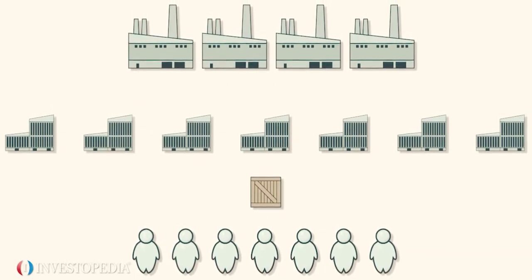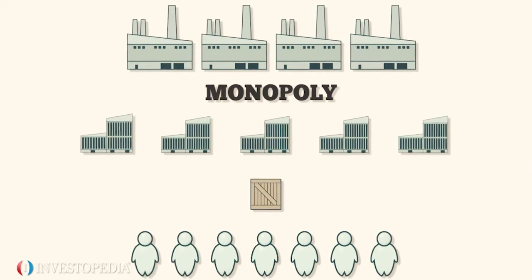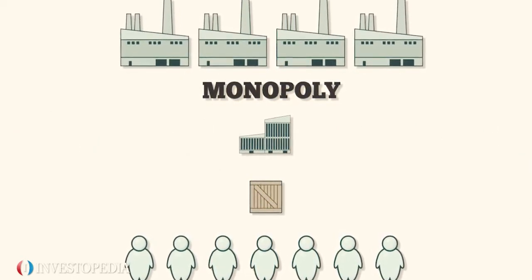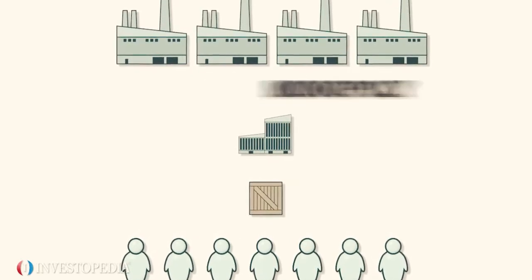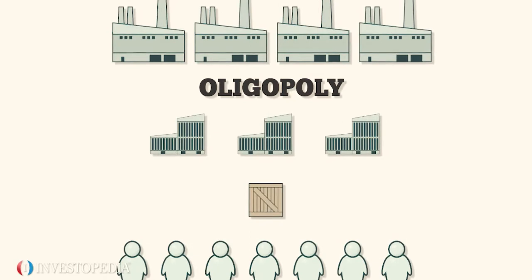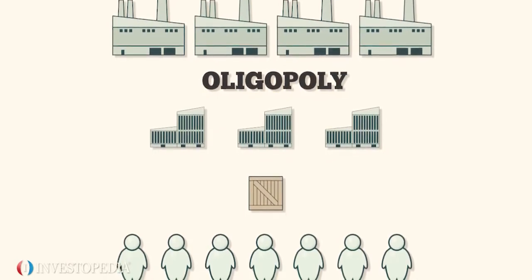Imperfect competition appears in several different forms. In monopolies, only one seller exists. For example, a drug company offering a medicine that has no substitute. In an oligopoly, there are many buyers, but only a few sellers. Smartphones and other high-tech industries are examples of oligopolies.